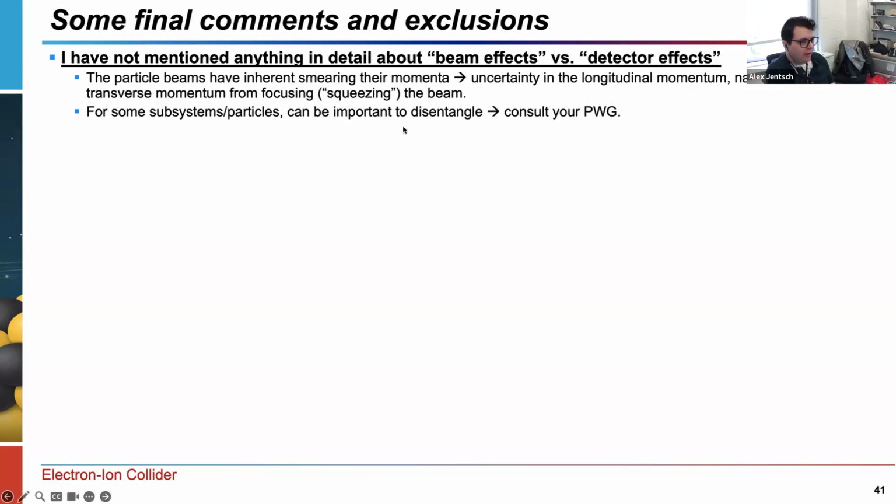So for these things to be disentangled, whether or not it's relevant to do that, it really depends on your working group and it depends on the thing you're measuring. And so these are the kinds of questions you should be asking your working group and your conveners when you're putting something together for an analysis.